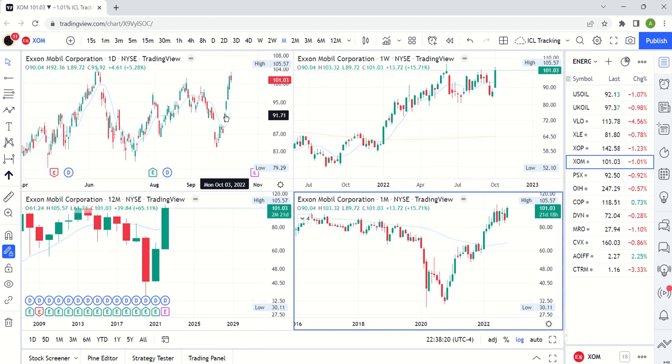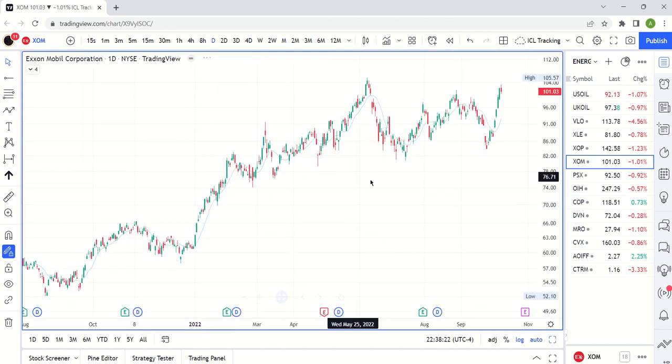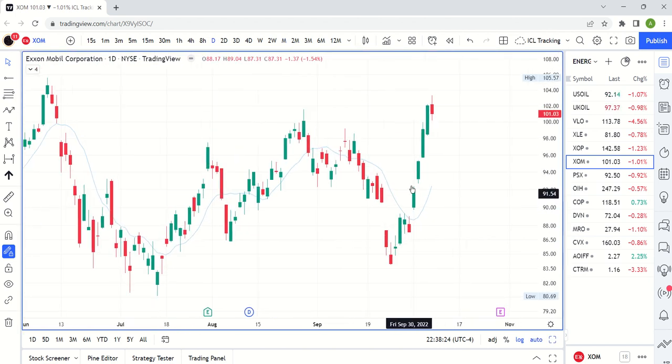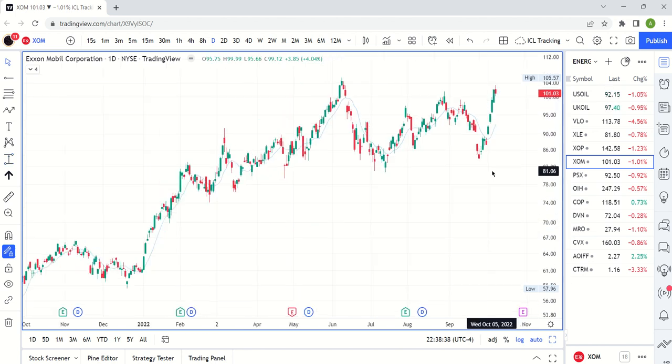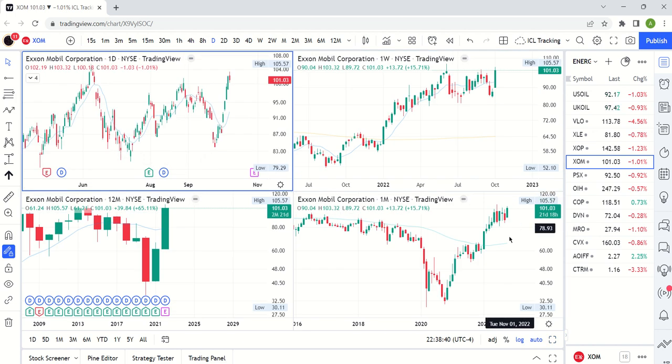Exxon. Ooh, look at this. Wow. Exxon is just kind of moving. Let's see, what is the percent increase here? Let's say from here, already up 21% in the last like two weeks. That's pretty big for us, especially for a stock that big, right?